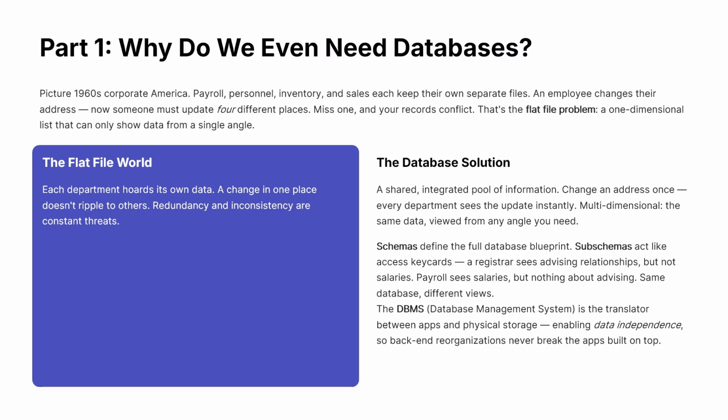This is the flat file problem. A flat file is basically a one-dimensional list. Think of an old-school spreadsheet that only shows information from one angle. If you have a flat file of music albums organized by artist, but you want to find all the albums of a certain genre, you're stuck. The file just isn't built to answer that question easily.